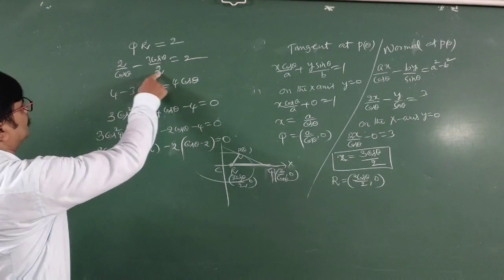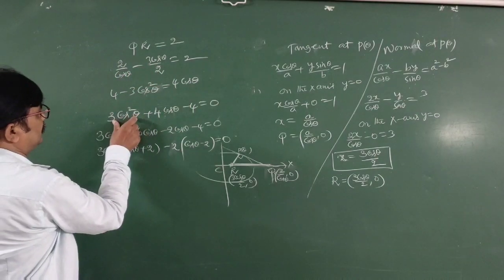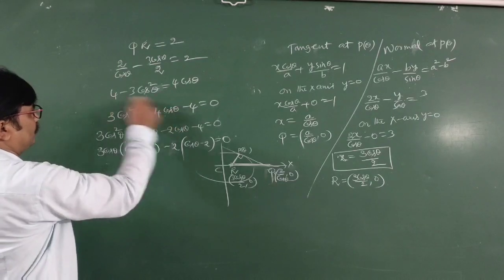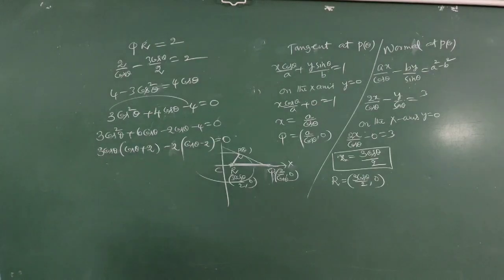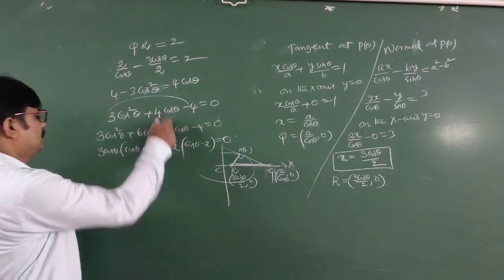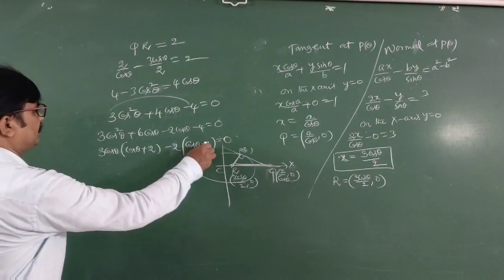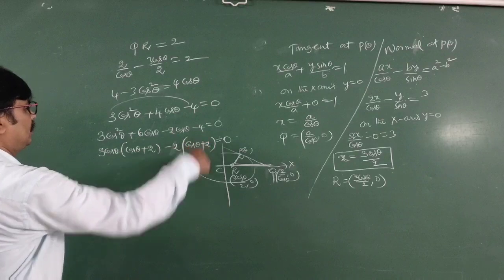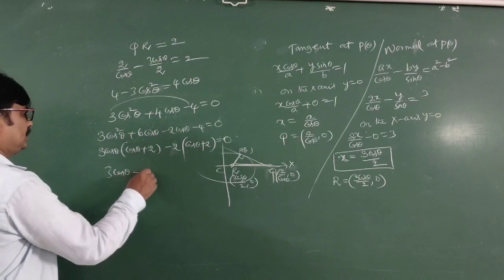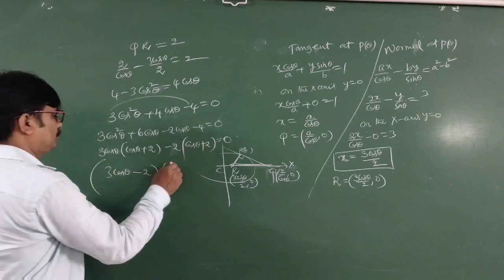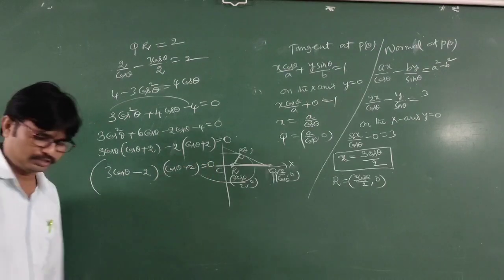This is 2 2s the 4, and sending all to the other side: minus 3 cos square theta plus 4 minus 4. This is, students, 3 4s are 12, therefore 6 2s are. Now, taking minus 2 as the common factor, this is plus. Therefore, students, 3 cos theta minus 2, after that cos theta plus 2 equals 0.